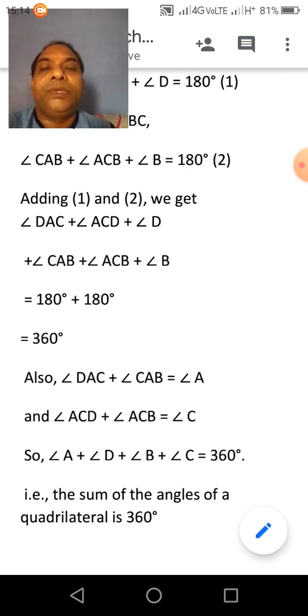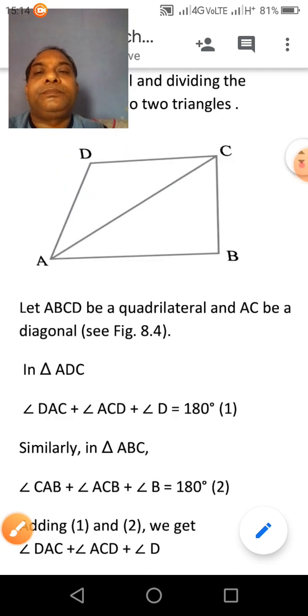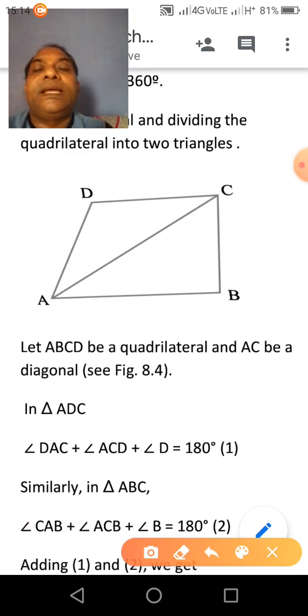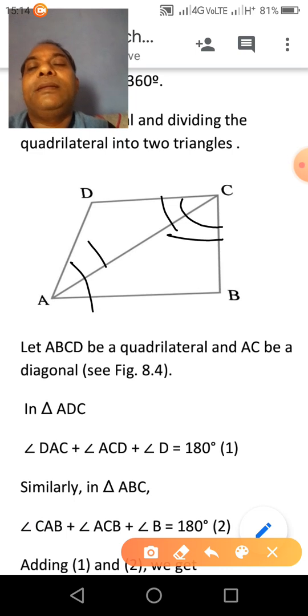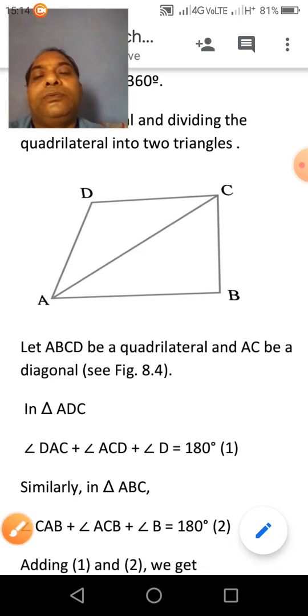Clear? Now see here, angle C will be equal to angle ACD plus angle ACB or BCA. Clear? And angle A will be this, means angle DAC plus angle BAC. Clear? So you can prove.